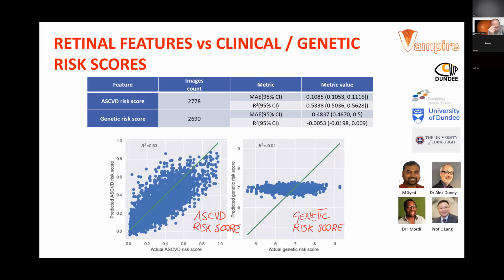And this is something we have looked at in a different piece of work with our PhD student here, Syed. So this is in the cardiovascular context.